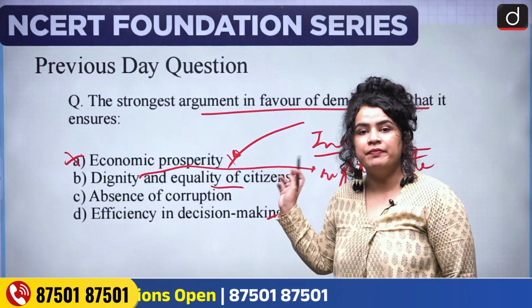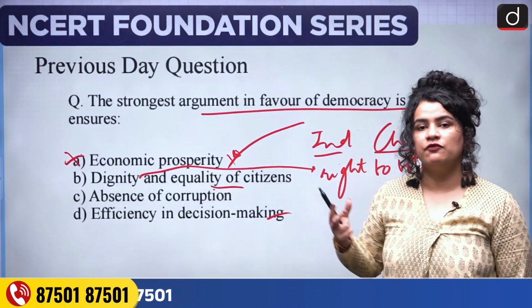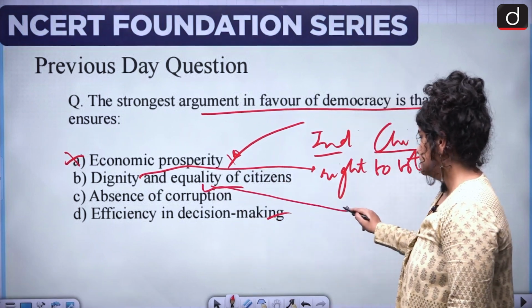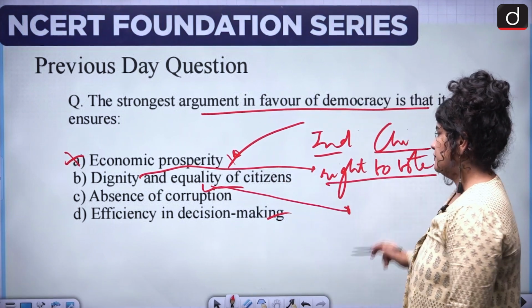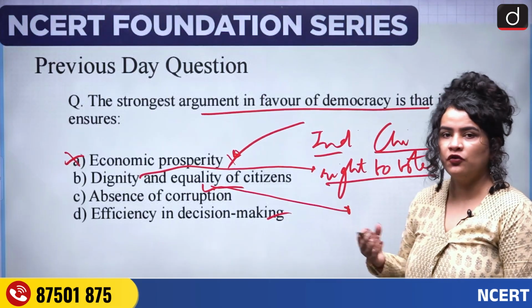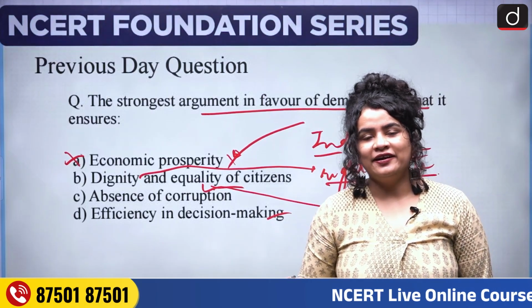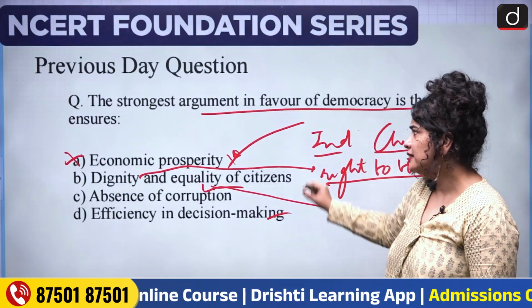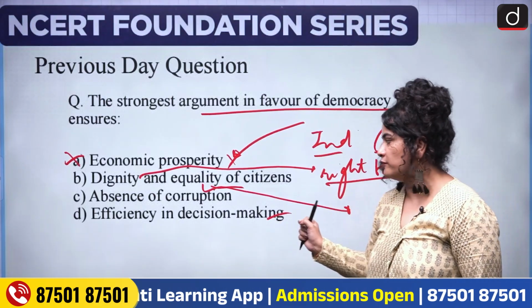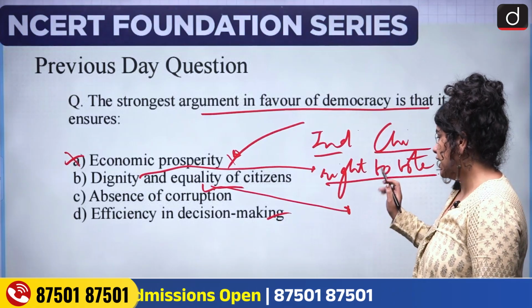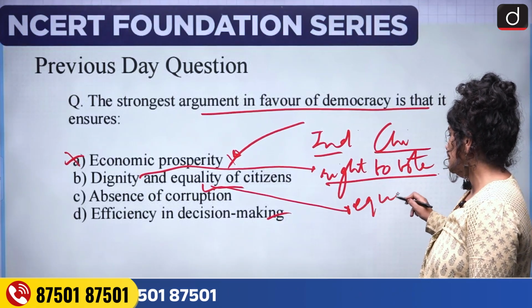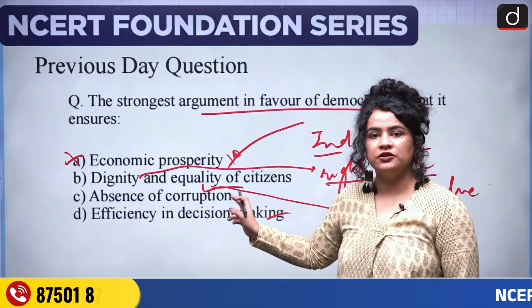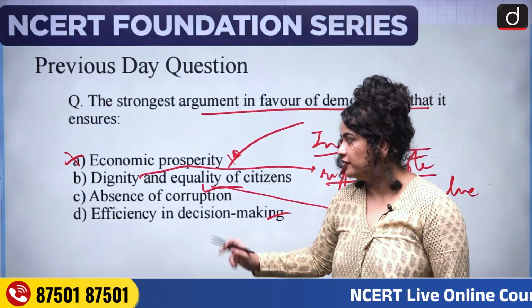This is the bare minimum. Of course, we also give them fundamental rights, and other forms of rights. But this is the bare minimum. And equality, of course, we have the entire right to equality in the constitution. But other than that, simply in terms of democracy as a form of government, if every person's vote is given equal value, then we see that dignity and equality of citizens is ensured.